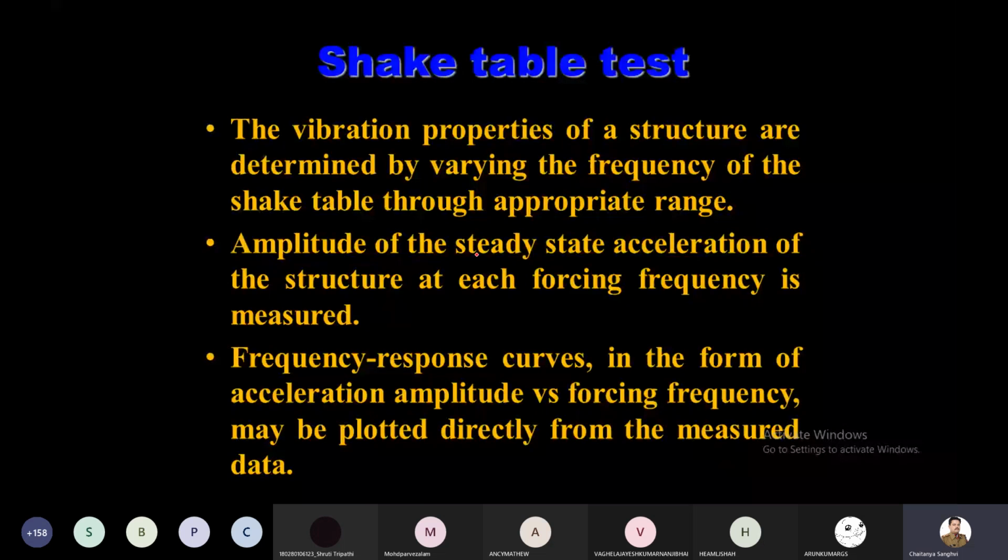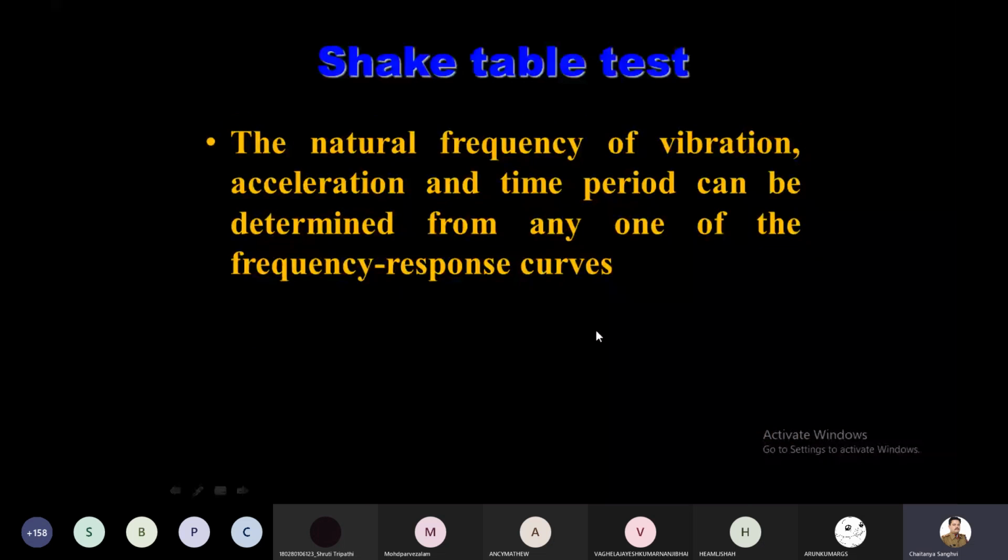Basically, earthquake is a dynamic force. So with time, this acceleration is changing, right? So we are measuring the response in terms of acceleration versus time, right? And then we also draw the frequency response curves, right? We can also determine the natural frequency of vibration, and at the same time the natural period also. Both can be determined from the frequency response curve.